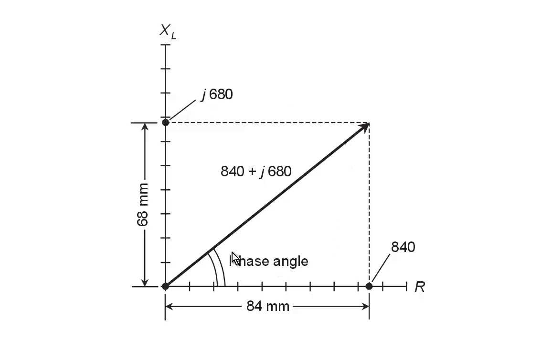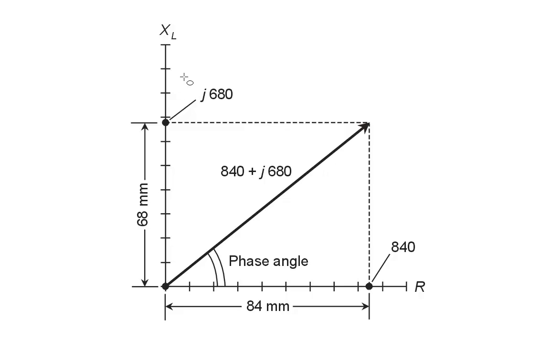What we're talking about here is a series circuit with resistance and inductance. Remember, an RL circuit in series means resistance in series with inductance. We have the resistance plotted on the horizontal axis of a graph here in ohms, and the inductive reactance plotted on the vertical axis here in imaginary ohms.